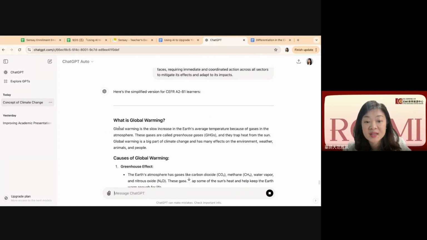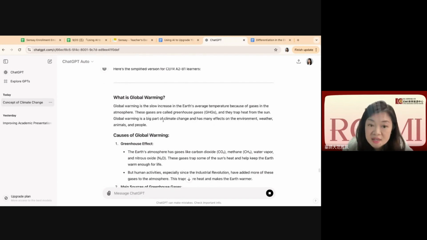Global warming is the slow increase in the Earth's average temperature because of gases in the atmosphere. These gases are called GHGs, and they trap heat from the sun. Global warming is a big part of climate change and has many effects on the environment, weather, animals, and people. Well, it's easier than the second version, right? Way easier than the first version.